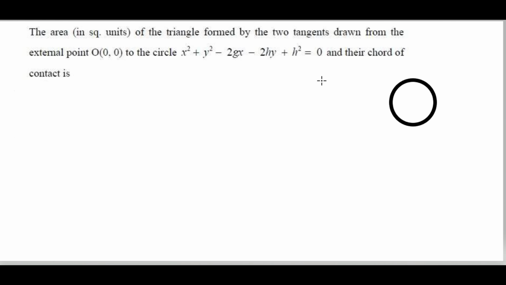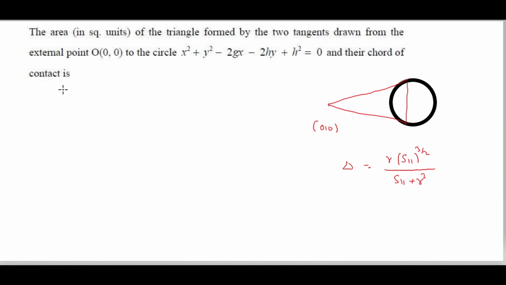The chord of contact: the external point is given, that is external point P, point 0 comma 0. Two tangents are drawn to this circle. This is the chord of contact. Now we find the area of this triangle. We know that the area of the triangle delta is equal to R into S11 whole to the power of 3 by 2, by S11 plus R square. This is the area between the tangents and the chord of contact of the circle.